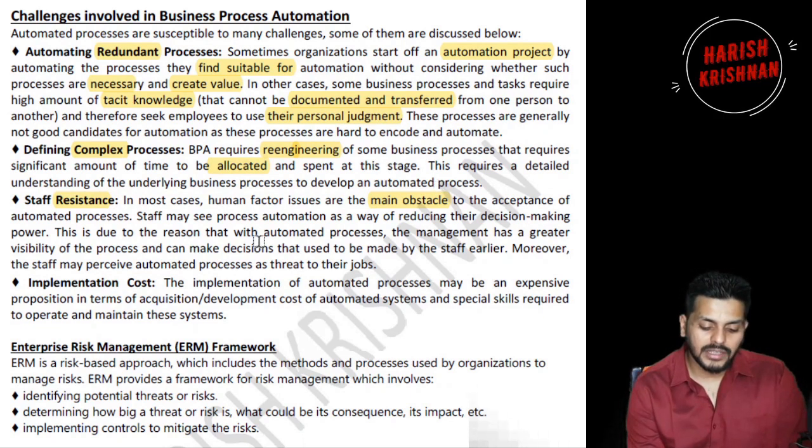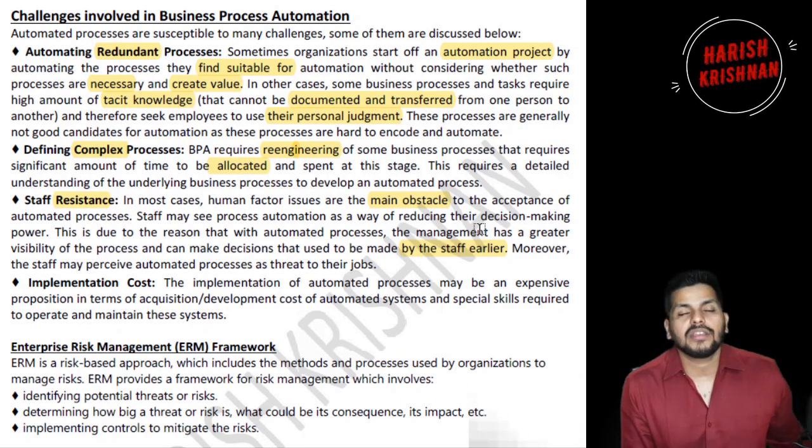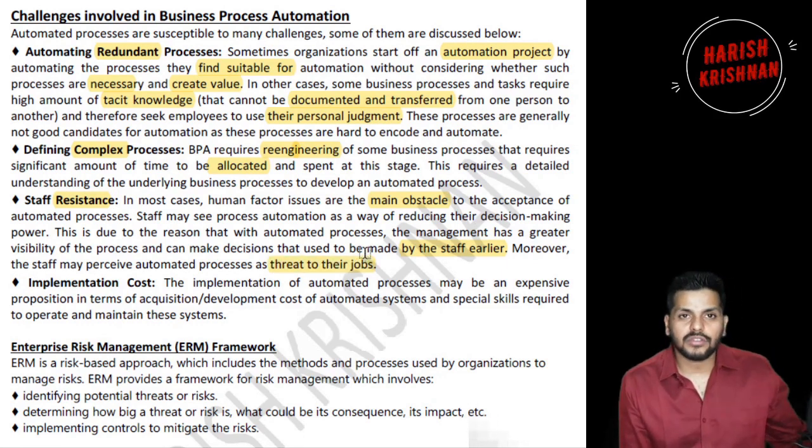This is due to the reason that with automated process, the management has a greater visibility of the process and they can make decisions directly, which were earlier made by staff. In other words, they're saying there is no need for you to be there. So threat of job, they won't continue in the job, because now systems can do whatever they're doing, they'll be thrown another job.